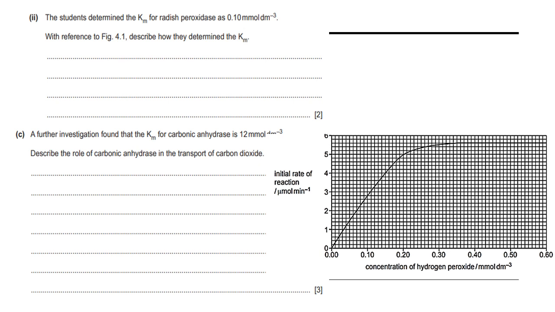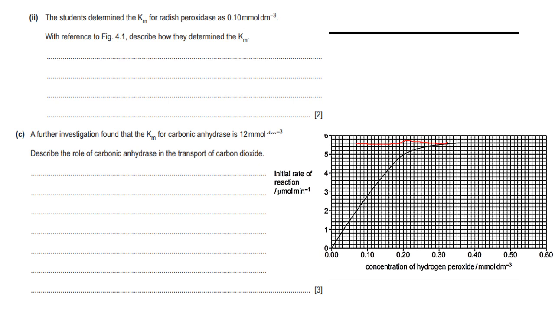Okay, let's look even further. Here it says the students determined the Km for radish peroxidase as 0.1 millimole per dm cube. With reference to figure 4.1, describe how they determined Km. So in order for you to determine Km, even though they don't really give you any clear instructions regarding this, I always tell students that the best thing to do is to go to the graph and draw a line.